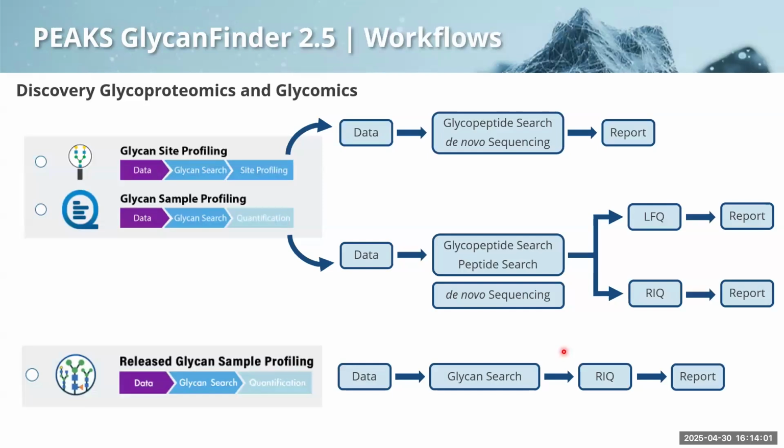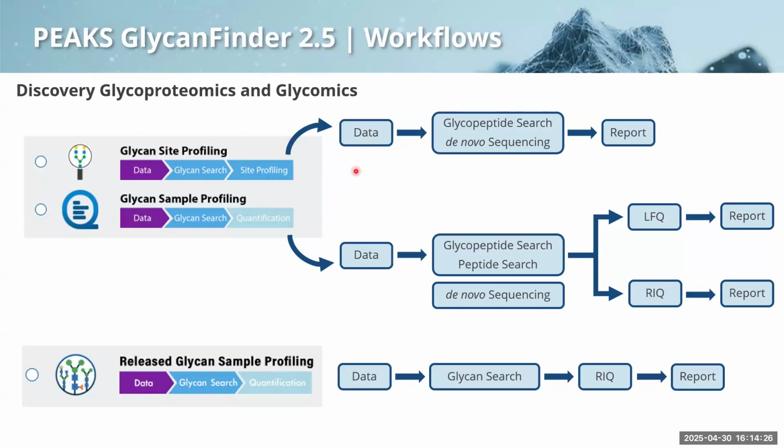This is showing our workflows for the discovery Glycoproteomics and Glycomics. So for Glycoproteomics, we have two options. We have glycan site profiling and then glycan sample profiling. For glycan site profiling, this is more geared towards multi-enzyme digests. You don't necessarily have to have multi-enzyme digests, but that was kind of the idea behind it.